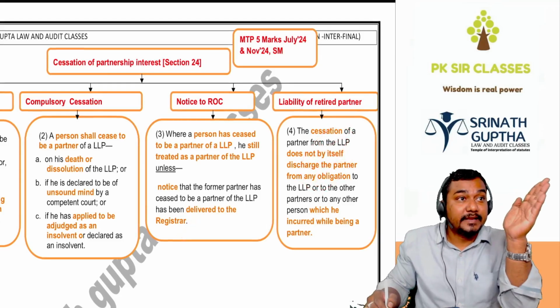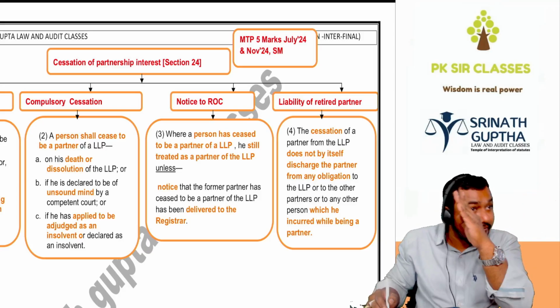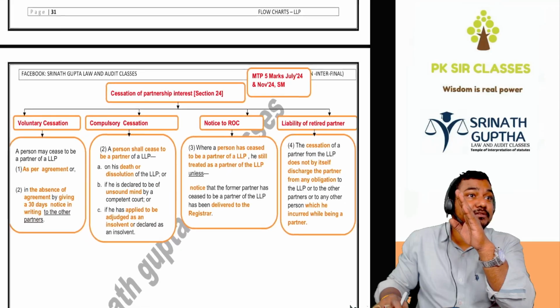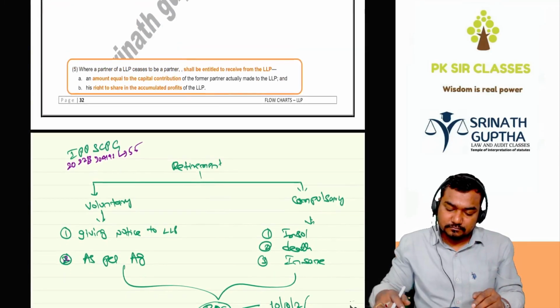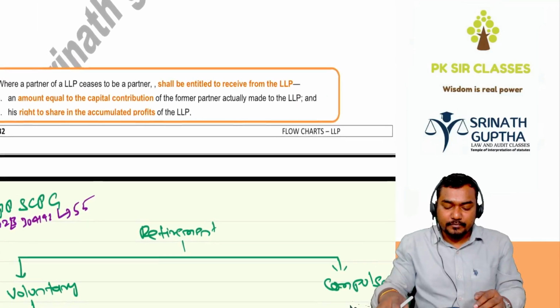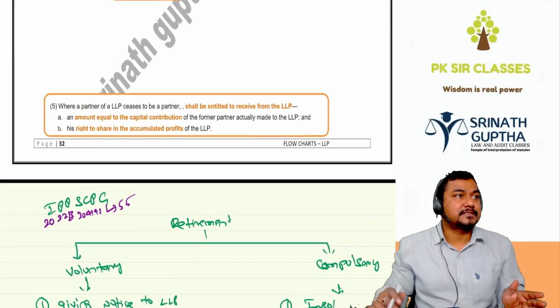Even if a partner is retiring, he continues to be liable for the activities of the LLP until we inform the ROC. So when he is retiring, he is entitled to get back his capital contribution and share in the profits.